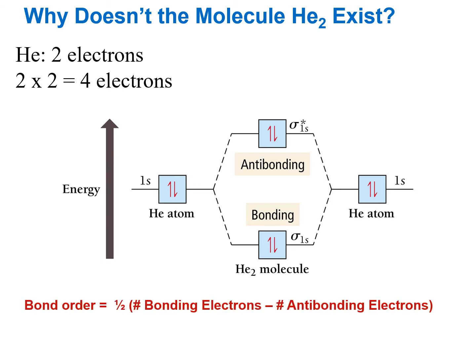And then when we do the math, that is, take the number of bonding electrons, subtract the number of anti-bonding electrons, and divide it by 2, we end up getting 0. And indeed, we understand that because helium has a full valence orbital, it's not likely to create a union because it has no need to share electrons with anybody.